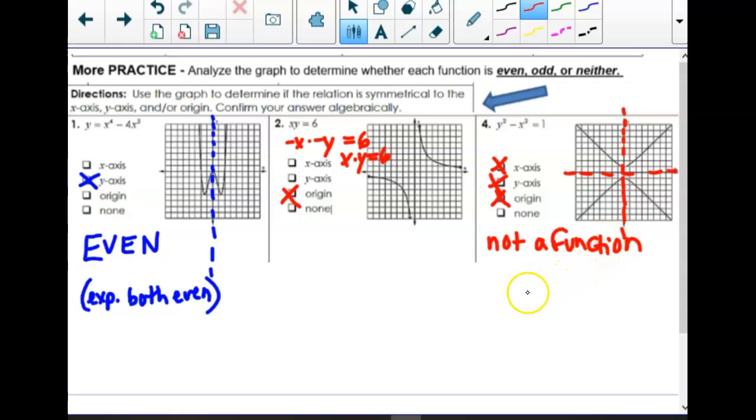So even and odd only apply to functions, okay? Something can be an even function or an odd function. I'll write that over here. What was this one, by the way? Origin symmetry was?